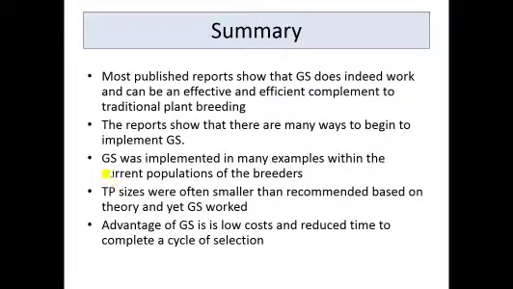And the very important part is that in almost every one of these papers, genomic selection was implemented in current breeding populations of the breeders. In other words, the populations where you really most want to use it, and it's working in those populations. Also, quite a few of these papers show that training population sizes were often much smaller than what is recommended based on theory, and yet genomic selection still worked. And the advantages of genomic selection remain, as we talked about: low cost, reduced time to complete a cycle of selection.